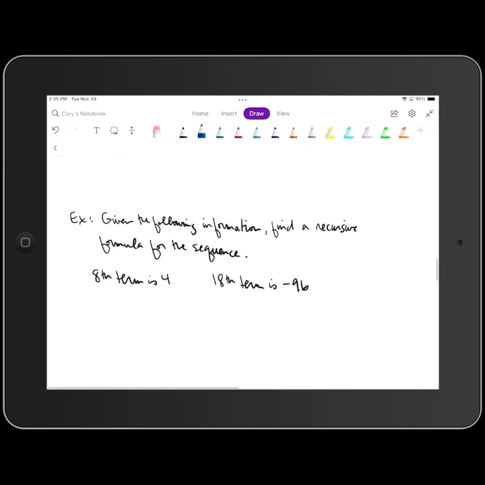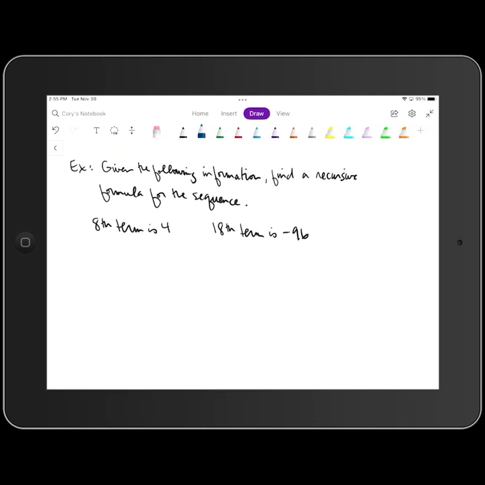Okay, so let's move on to the next one. This next one's a really good problem because it takes what we're learning in regards to arithmetic sequences and ties it in with another mathematical concept. The directions say, given the following information, find a recursive formula for the sequence. We are given that the 8th term is 4, and the 18th term is negative 96.